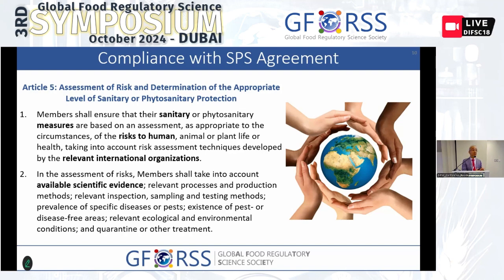Countries that belong to the World Trade Organization, meaning countries that are signatories to all the treaties of the WTO, particularly the SPS agreement and the TBT agreement, SPS, that is the sanitary and phytosanitary agreement, are bound by these clauses. Article 5 of the SPS agreement clearly indicates that regulators cannot be making a decision unless they base it on the assessment of the risk. And of course, they define that as an assessment of the risk to human health.